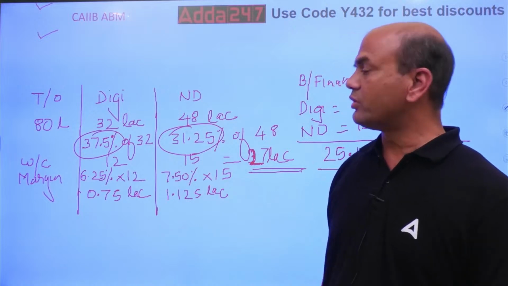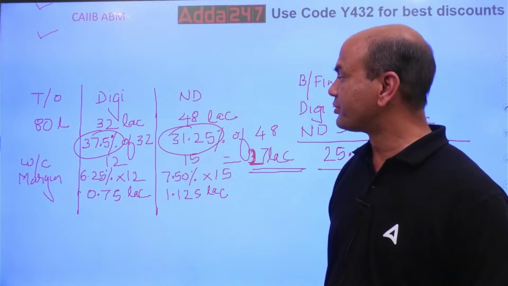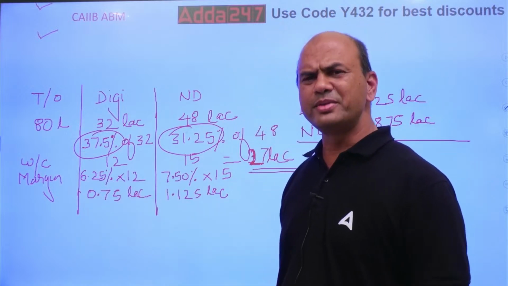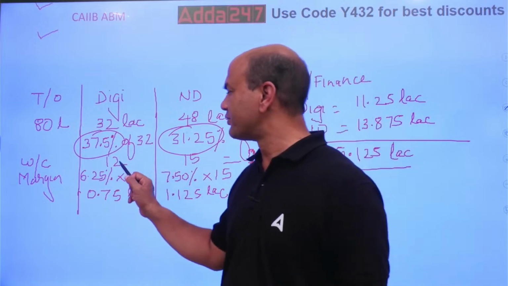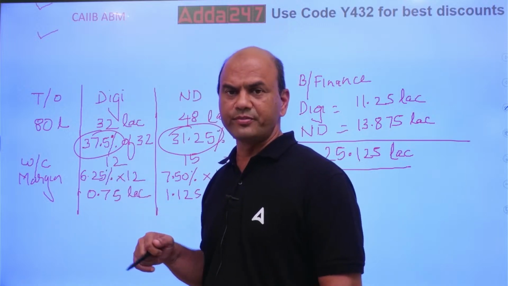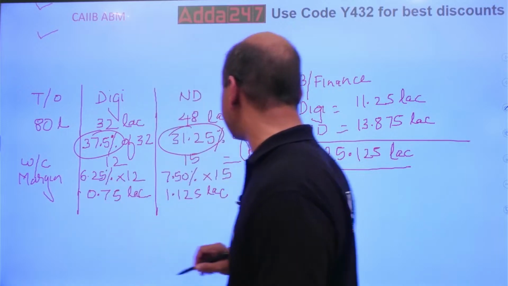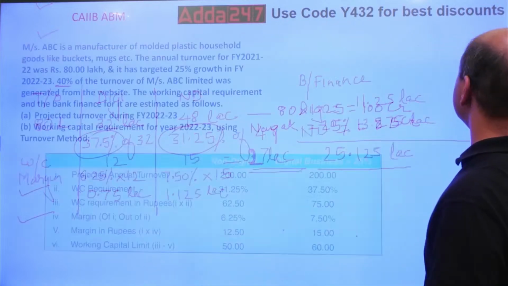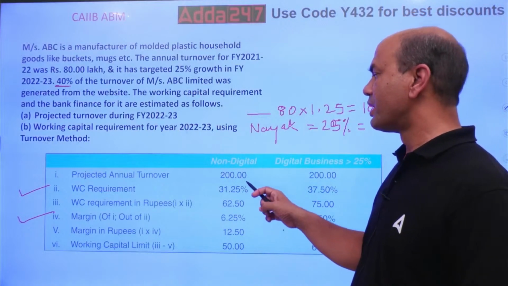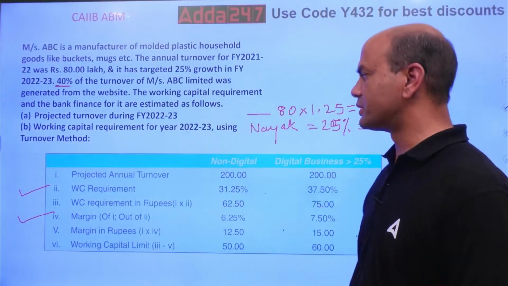Now this margin is always, kindly remember, 6.25% and 7.5%. And basically, you can call this 10% of this. So instead of 6.25, I'll take 1.2. Here, I'll show you the examples first. In your books, this example is given: annual turnover projected, digital and non-digital.